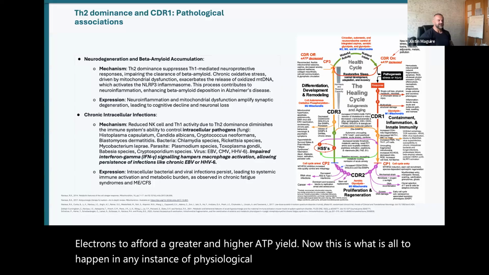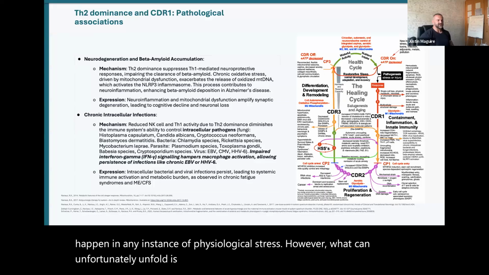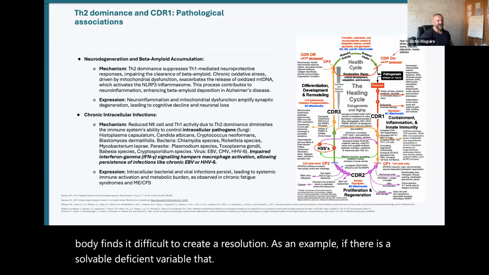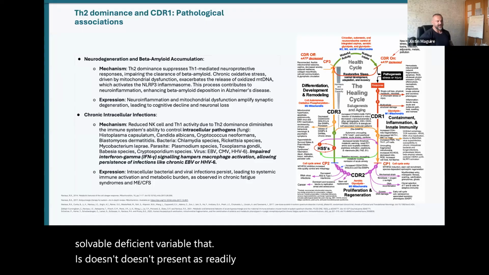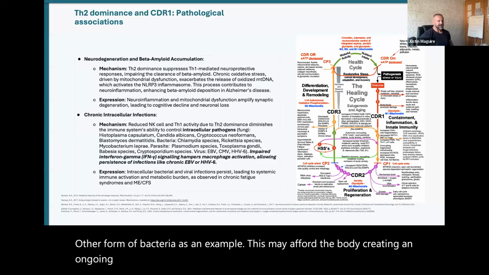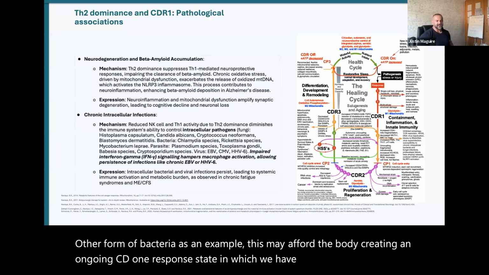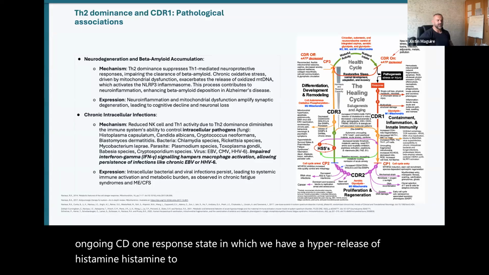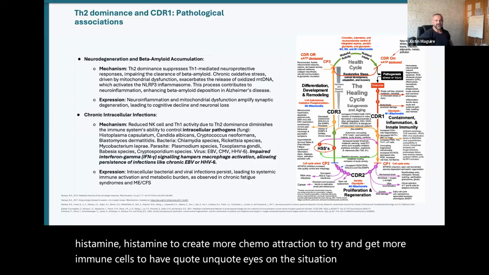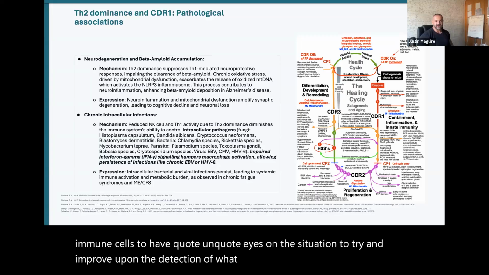However, what can unfortunately unfold is when that stress is in a perpetual state and the body finds it difficult to create a resolution. As an example, if there is a cell wall deficient variable that doesn't present an antigen as readily as another form of bacteria, this may afford the body creating an ongoing CDR1 state in which we have a hyper release of histamine to create more chemoattraction, to try and get more immune cells to have quote unquote eyes on the situation to try and improve upon the detection of what it is that they're finding it difficult to resolve.